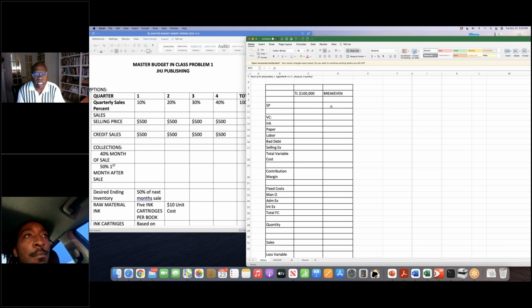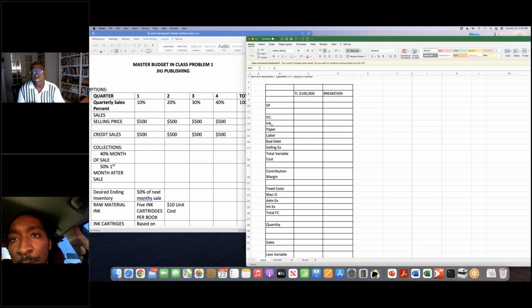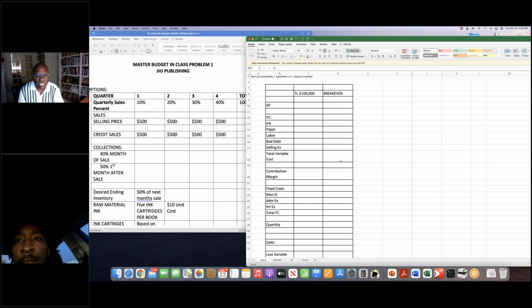So what does it tell us we need? We need the selling price. On a unit basis, we need ink, paper, labor, and bad debt and selling expenses. Those are the variable expenses. And these are always going to be the variable expenses in the problems that we're working with: ink, paper, labor, bad debt, and selling expense. So we simply are going to come through and get those expenses to come up with our total variable costs. We're going to subtract that from the selling price to get our contribution margin. All of this is on a unit basis.